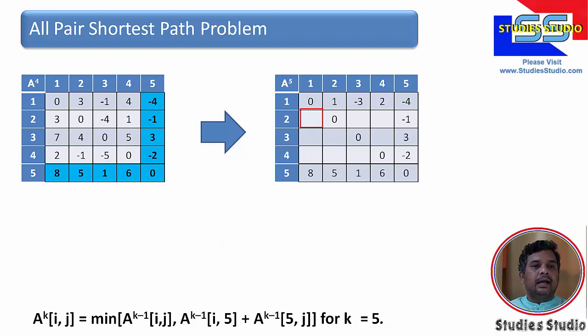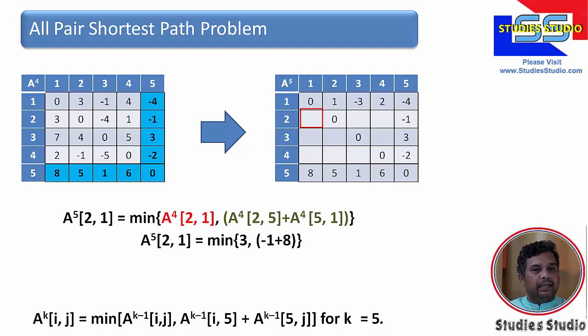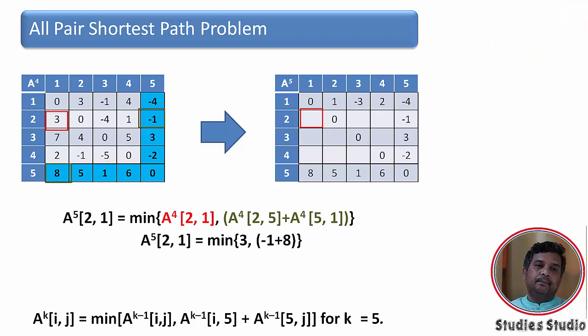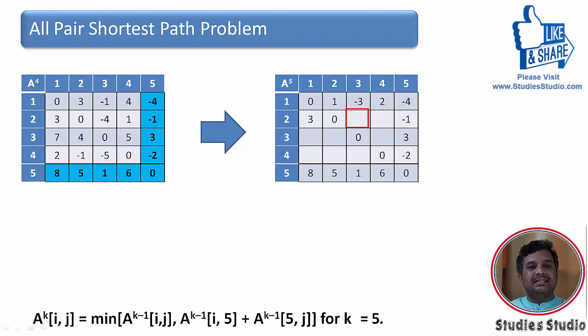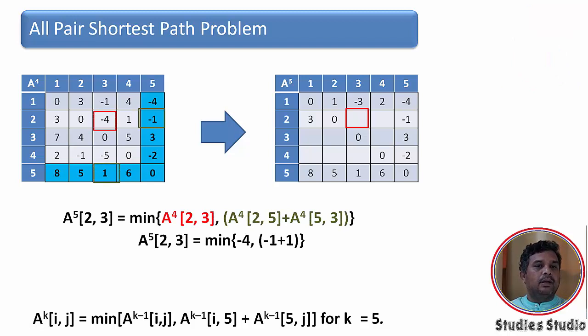In the same manner, I'm going to find the 2, 1 value. The 2, 1 value I'm having 3 here and the projected values are minus 1 and 8. The sum of these two I'm getting 7, so the minimum is 3. The next empty space is 2, 3. 2, 3 I am having minus 4 and the projected values to the fixed row and fixed column are 1 and minus 1. The sum of these two is 0 and minus 4. I am going to take the minimum, so minus 4 I have written.